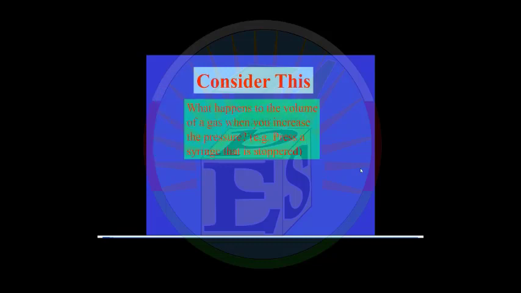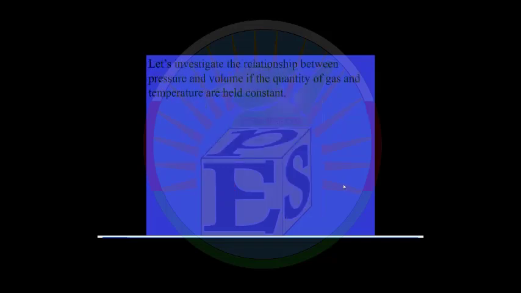What happens to the volume of a gas when you increase the pressure, like pushing on a syringe? Like this, we have a syringe and we push. What happens? The amount of gas is constant, or the number of molecules doesn't change, but what changes? The volume and pressure. Why? Let's investigate the relationship between pressure and volume if the quantity of a gas and temperature are held constant.